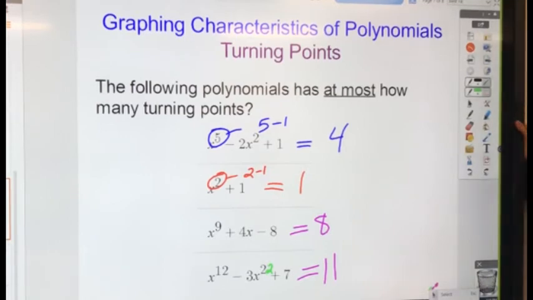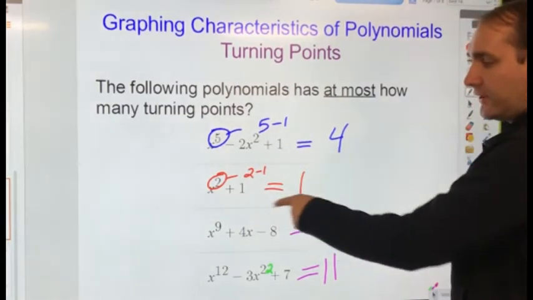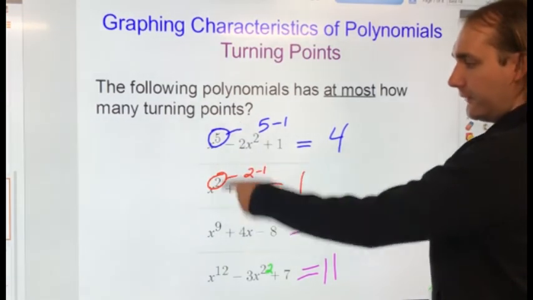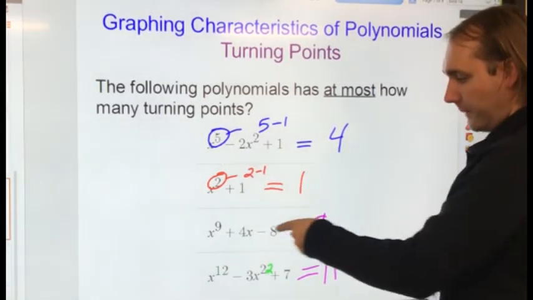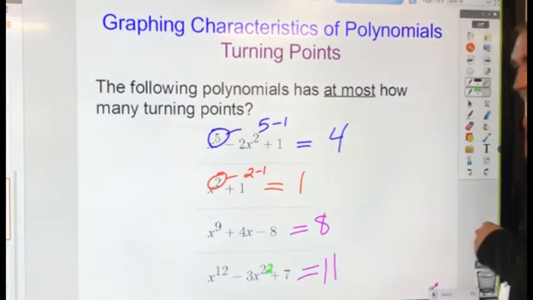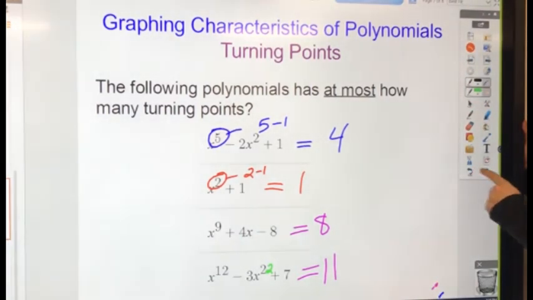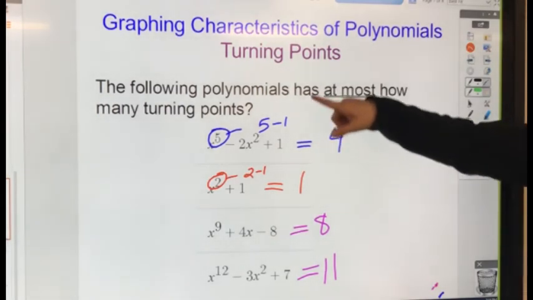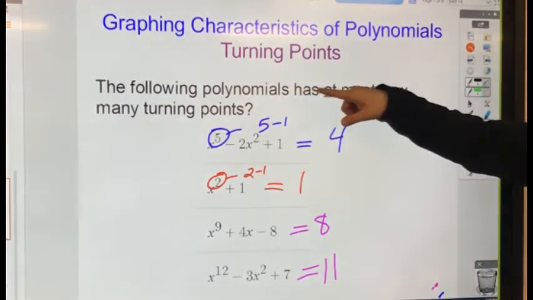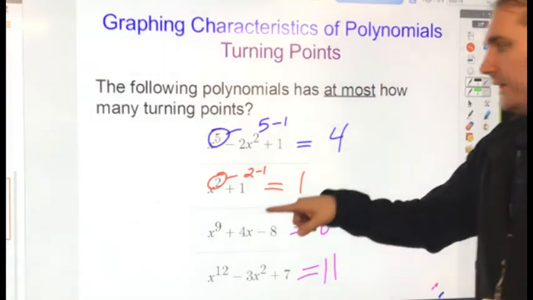So again, don't assume that it's written in standard form. Don't just keep going off the first term here. Look through the polynomial. Figure out what's the highest power. Subtract 1 from that. Get into the habit, because the highest power of a polynomial is very important, especially moving forward after today.